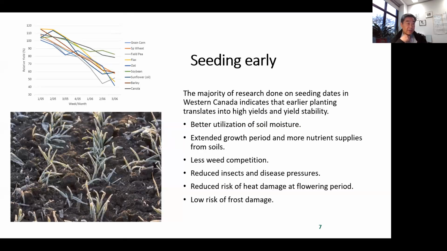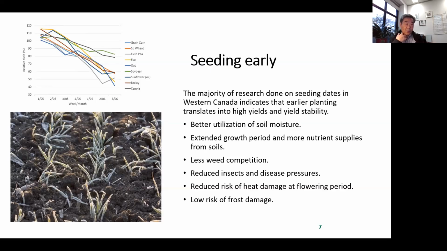Early seeding. The majority of research done on seeding dates in Western Canada indicates that early planting translates into high yield and yield stability. And the reason is that in early springtime, there is a lot of soil moisture available for the crop to germinate. When you seed early, it also extends the growth period, and more nutrient supply could come from the soil. Particularly if the crops stay in the field for a longer period of time, they would be able to get more nutrients from there.